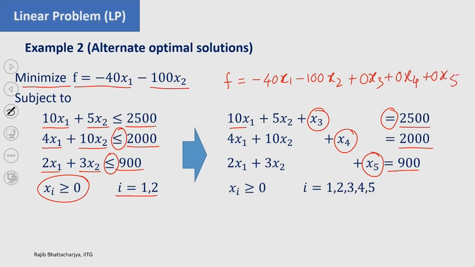Now, if you look at the initial basic feasible solution, I consider x 1 and x 2 as non basic variables, so they will be equal to 0. And x 3, x 4 and x 5 are basic variables. So, the initial basic feasible solution is that x 3 equal to 2500, x 4 equal to 2000 and x 5 equal to 900, and the objective function value is f equal to 0. Okay. So, that is the initial solution I can have.